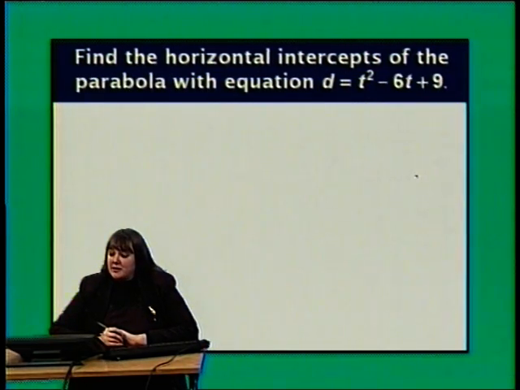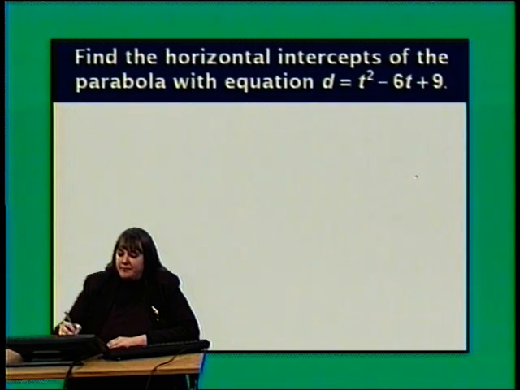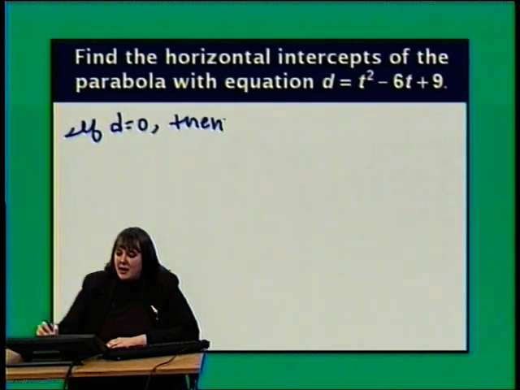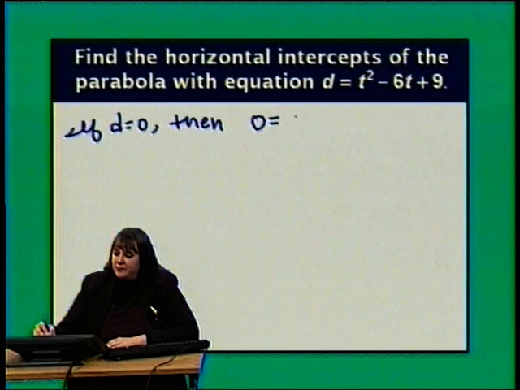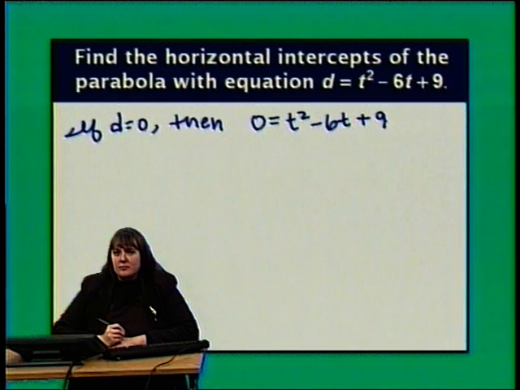Now let's find the horizontal intercepts of the parabola with equation d equals t squared minus 6t plus 9. This time we need to let d equal 0. So if d equals 0, then we have 0 equals t squared minus 6t plus 9. Now I think I can factor that right-hand side of the equation.